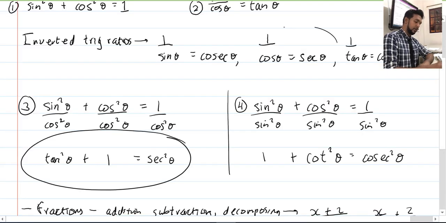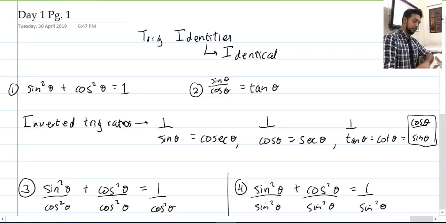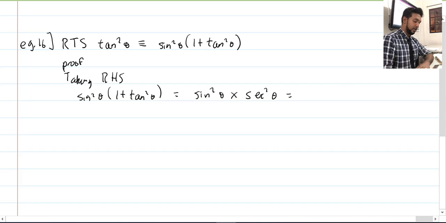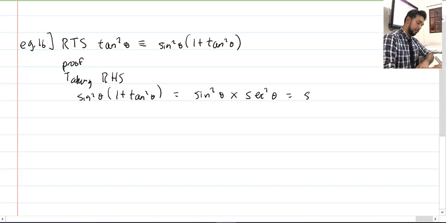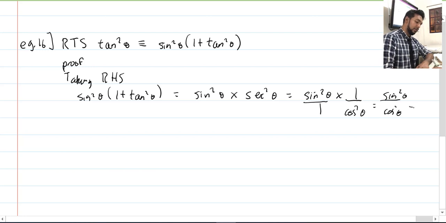And we know that 1 over cosine is sec, not so? So if you have sec squared, that's equivalent to 1 over cos squared. So we have sine squared theta multiplied by 1 over cos squared theta, which will simply give us sine squared theta over cos squared theta, which will give us tan squared theta.